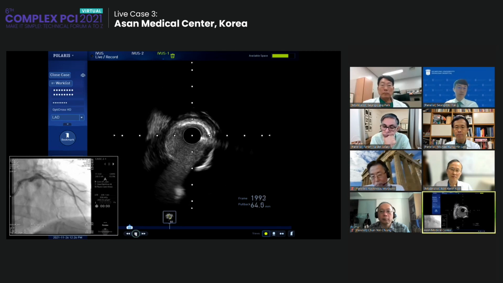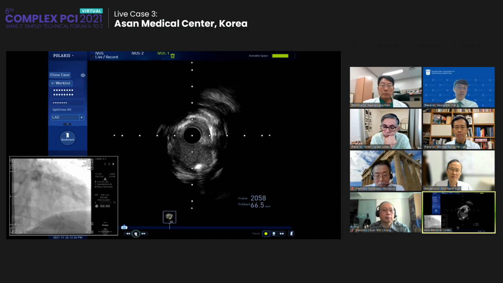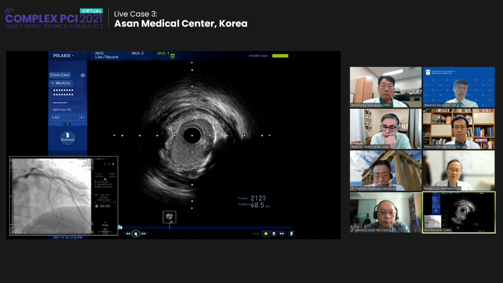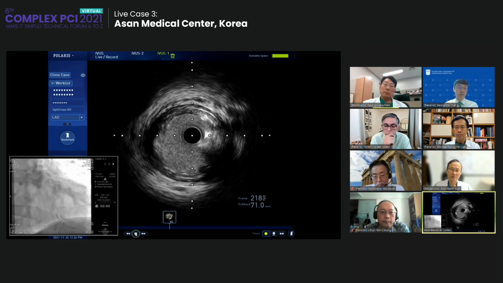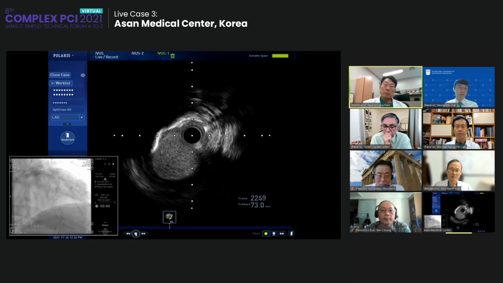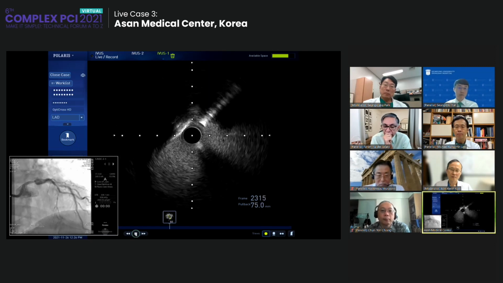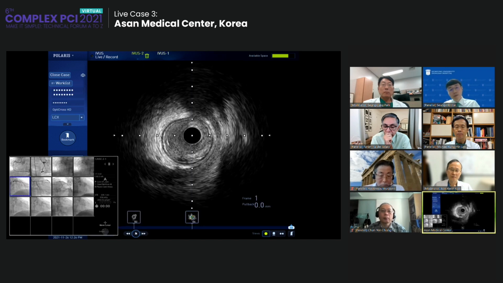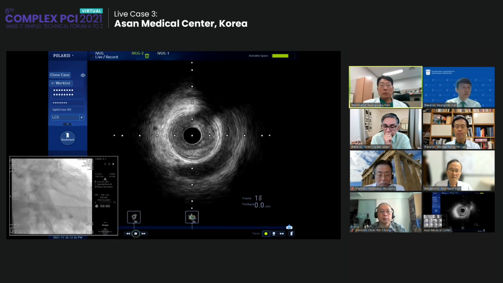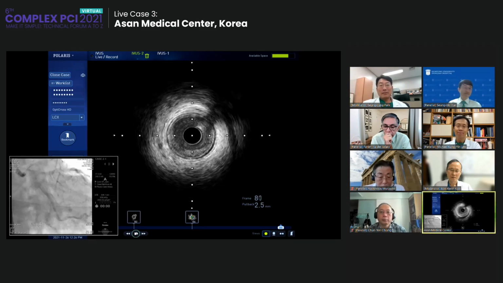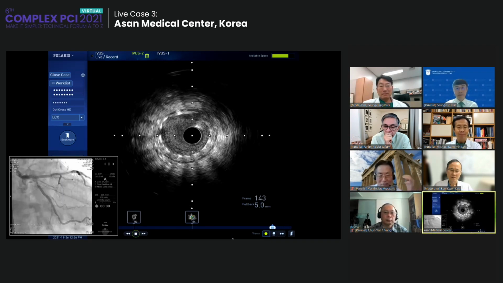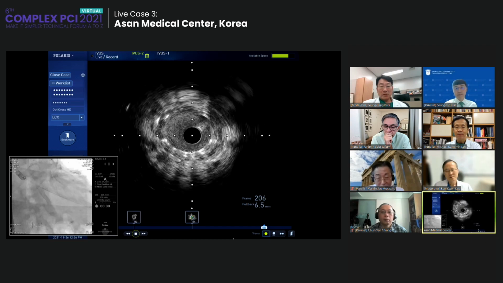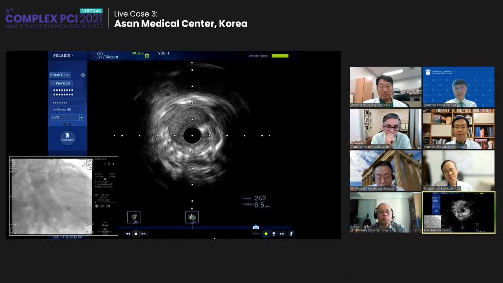And here the circumflex came in, and then the distal left main has severe disease, with a small lumen. This is the left main. We also checked the circumflex. Could you show the circumflex image? Not much disease. Then this is the circumflex. This is the circumflex stent. The stent is okay without significant narrowing.